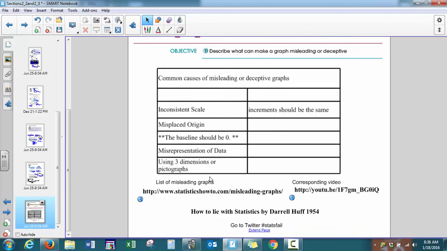So if you want more examples besides the ones that are given in your book, I have found a website and the corresponding YouTube video where someone has gone out and actually found in the media where graphs have been published incorrectly. There's also a book, How to Lie with Statistics, that in 1954, we had the same problems with producing graphs. And if you're a Twitter fan, go to Twitter, stats fail. You can see lots of examples of where statistics is misused.